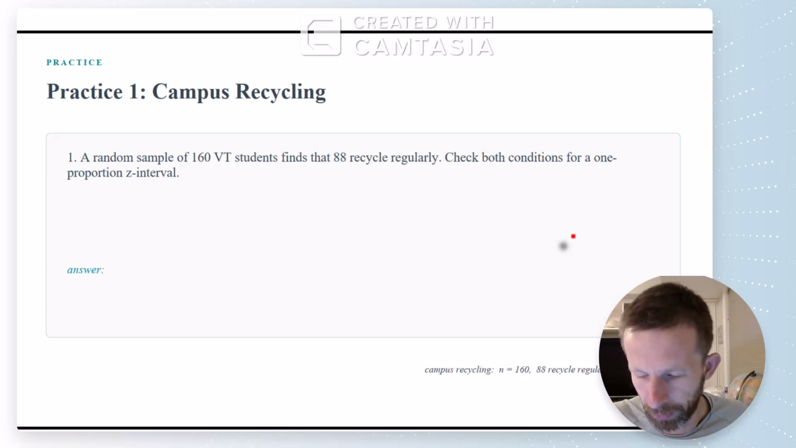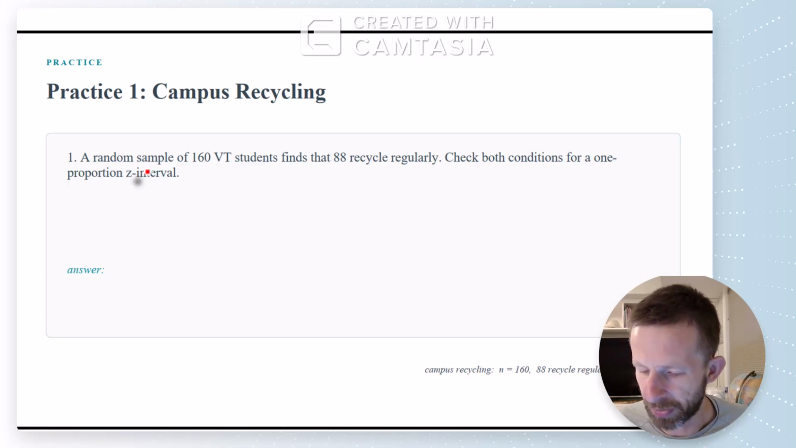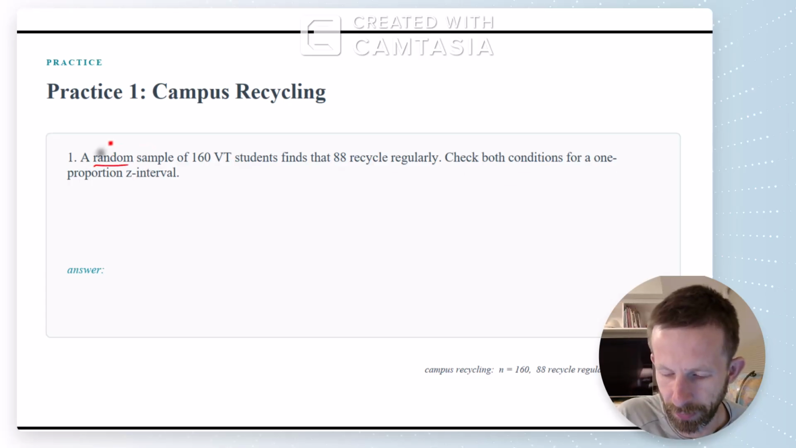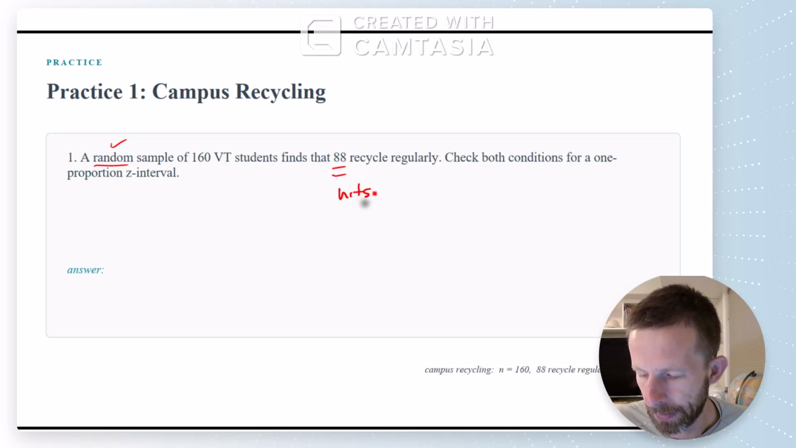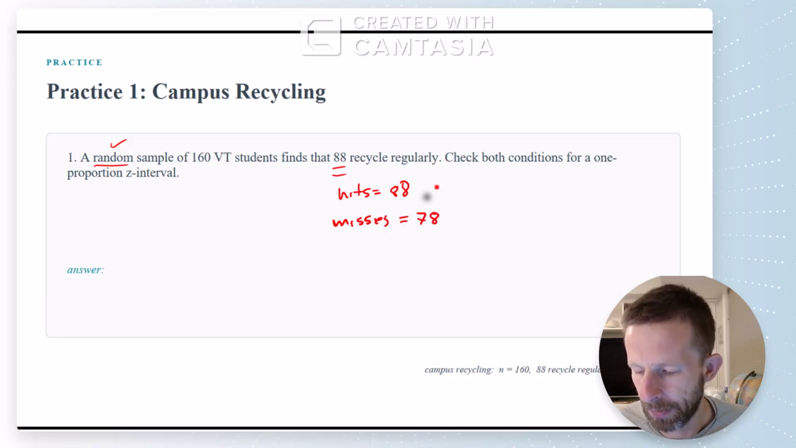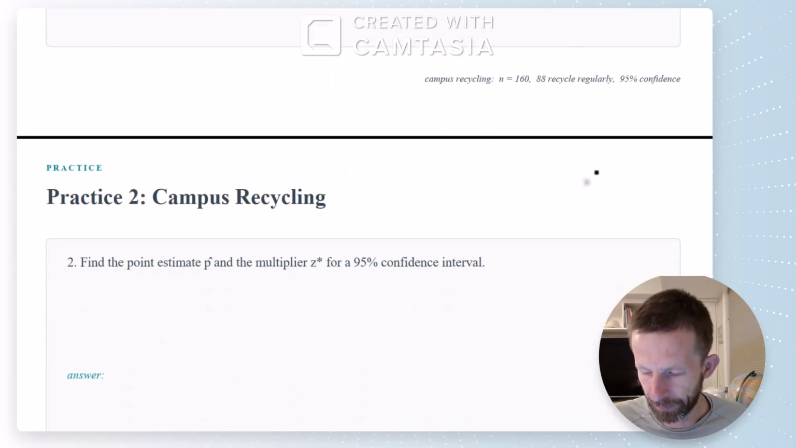All right, so let's see. We have a random sample of 160 VT students. We find that 88 recycle regularly. Check both conditions. All right, so it's a random sample. And my hits is 88. My misses looks like 72. Both of those are greater than or equal to 10. So the large count condition is met.